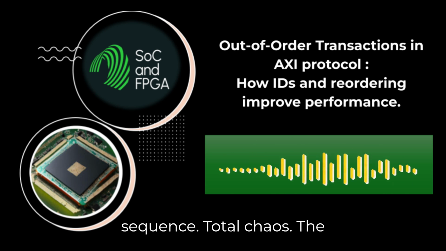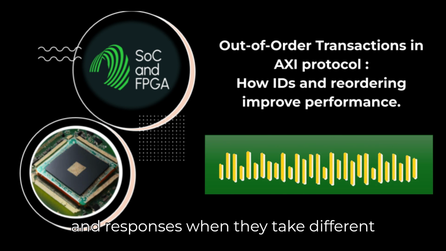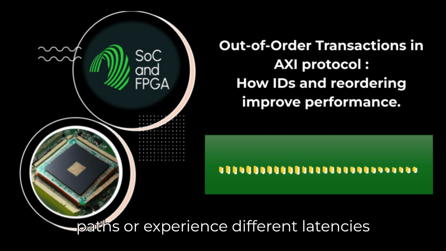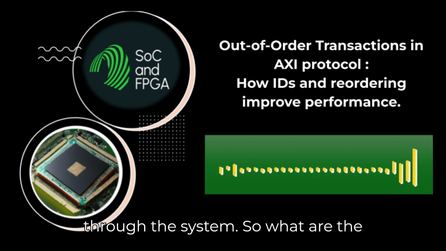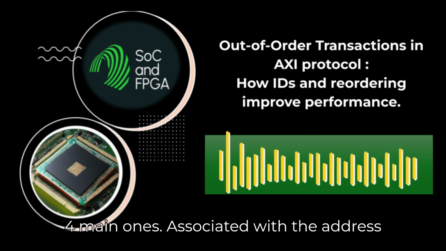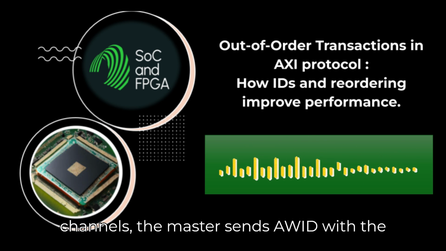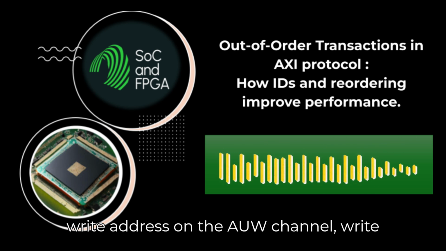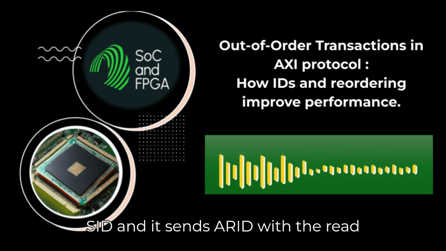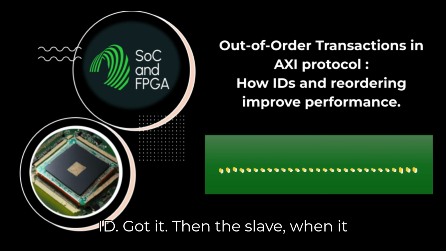Total chaos. The IDs are the key to correlating requests and responses when they take different paths or experience different latencies through the system. So what are the specific ID signals in AXI? There are four main ones associated with the address channels and the response data channels. The master sends AWID with the write address on the AW channel. Write address ID. And it sends ARID with the read address on the AR channel. Read address ID. Got it.